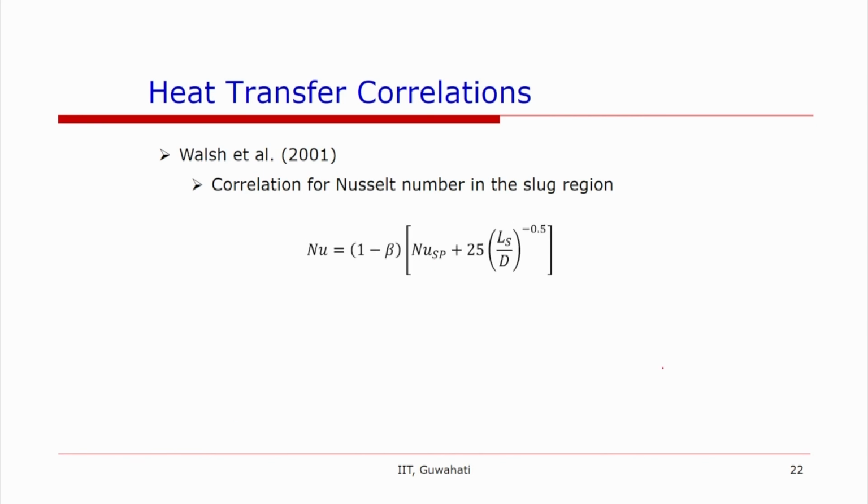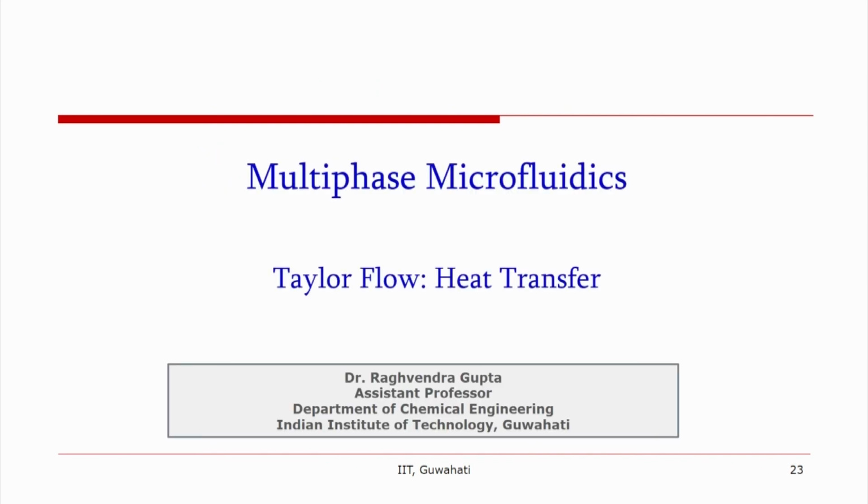Walls et al. developed another correlation in the slug region: the Nusselt number is equal to the homogeneous void fraction times the single phase fully developed Nusselt number, depending on the boundary condition, plus 25 Ls by d raised to the power minus half. So, again, it includes the effect of developing length. So, we will stop here.